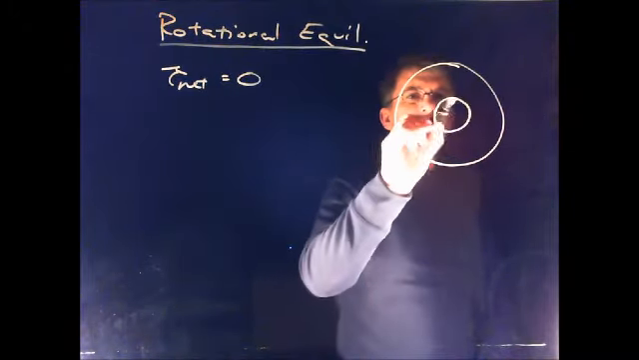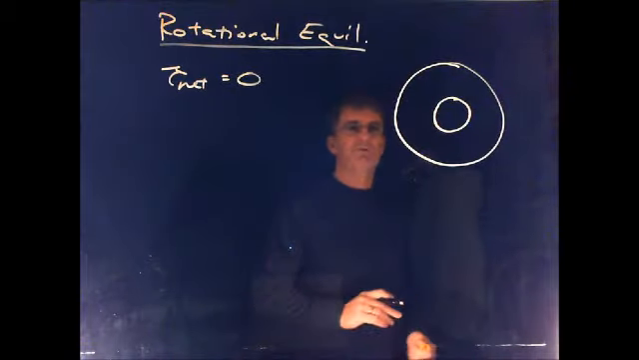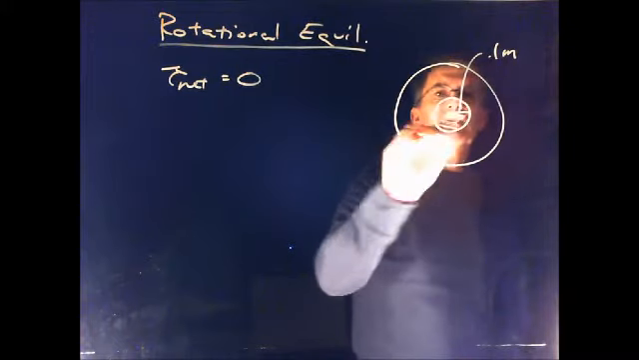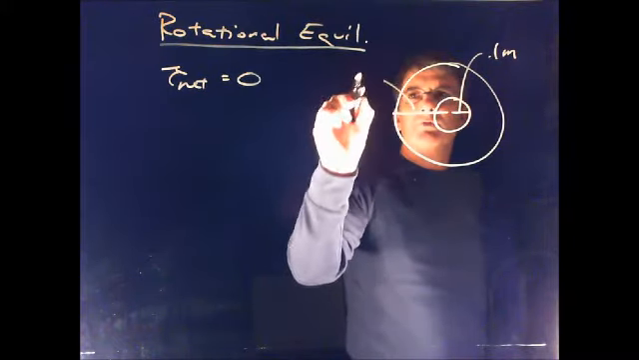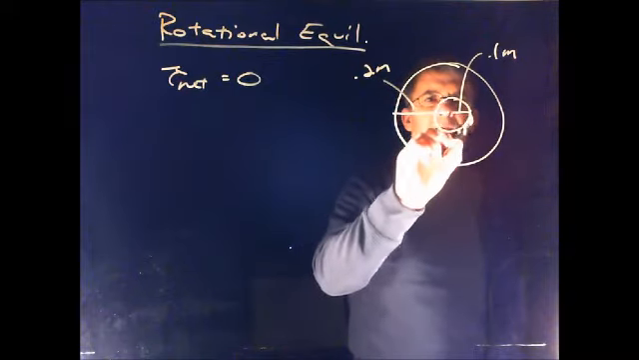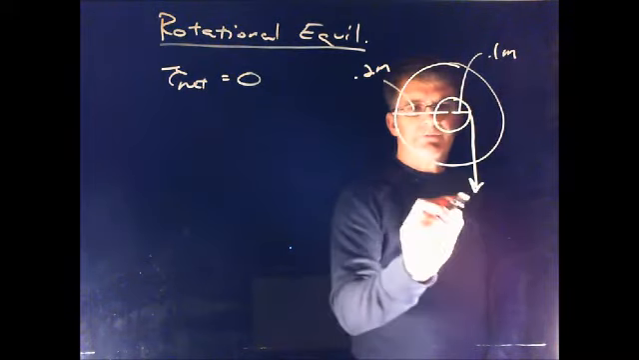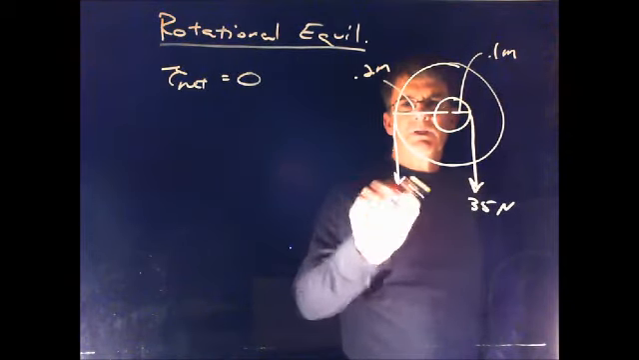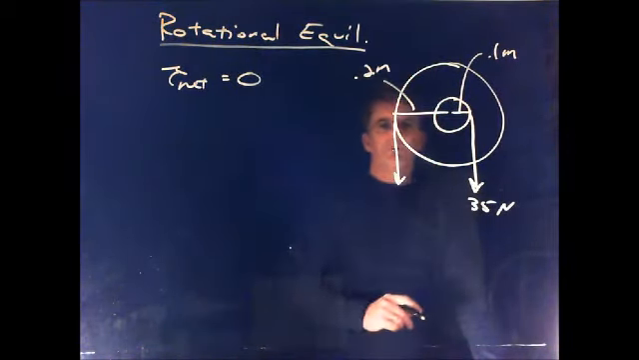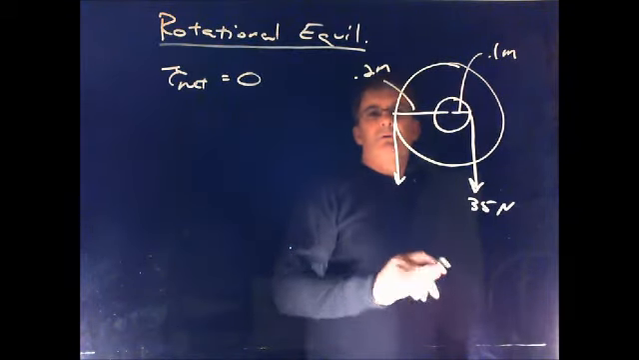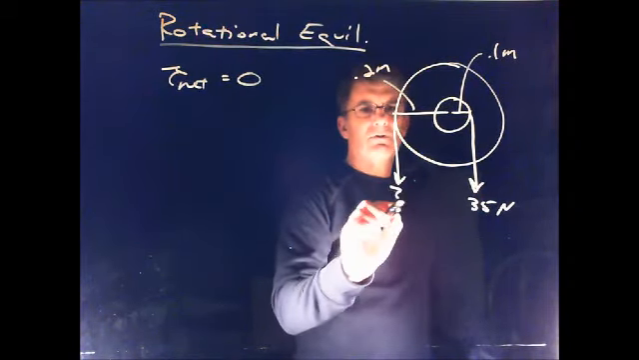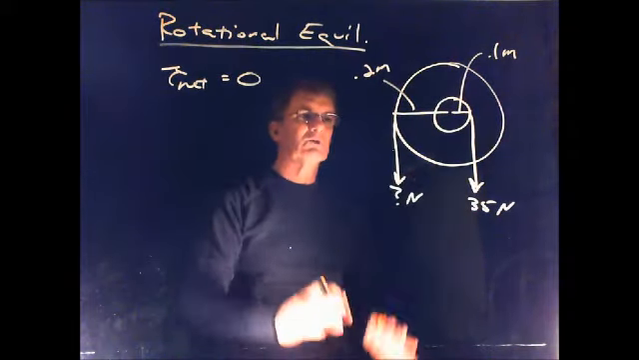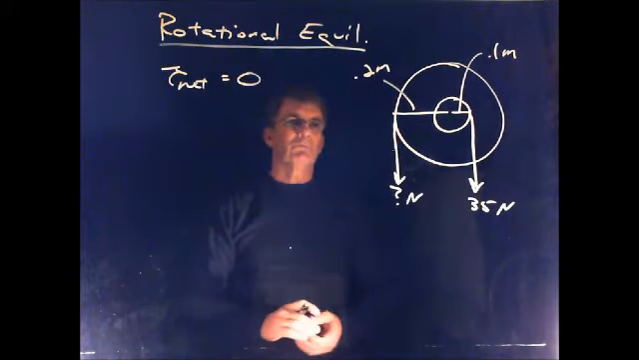We have a couple of pulleys, or a couple of wheels that are attached to each other. Let's say this has a radius of 0.1 meter. This has a radius of 0.2 meter. I apply a downward force of 35 newtons on my smaller wheel, and I apply a downward force on my upper wheel, on my larger wheel, and we need to figure out how much force needs to be applied here so that it's in equilibrium.